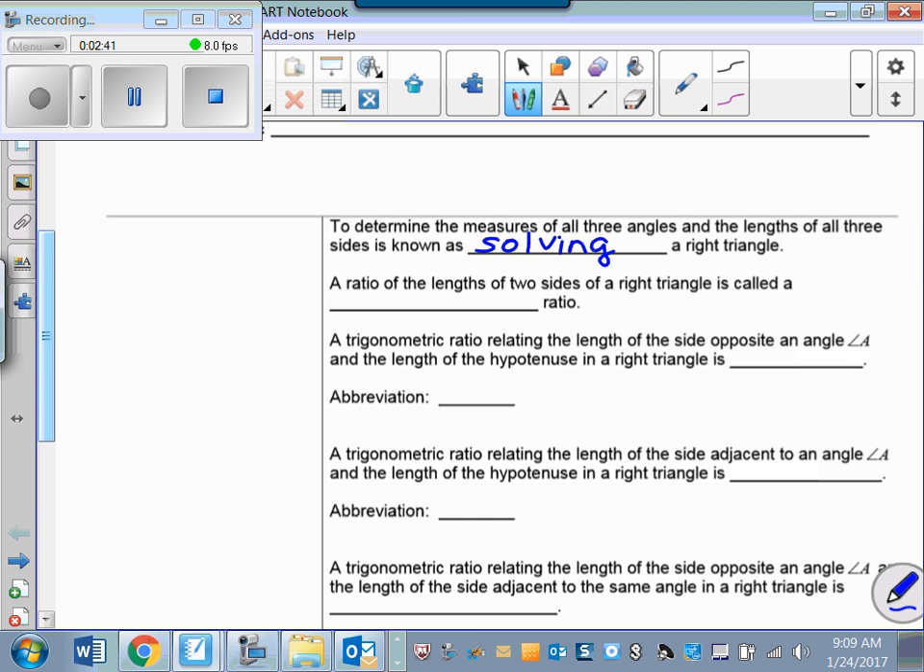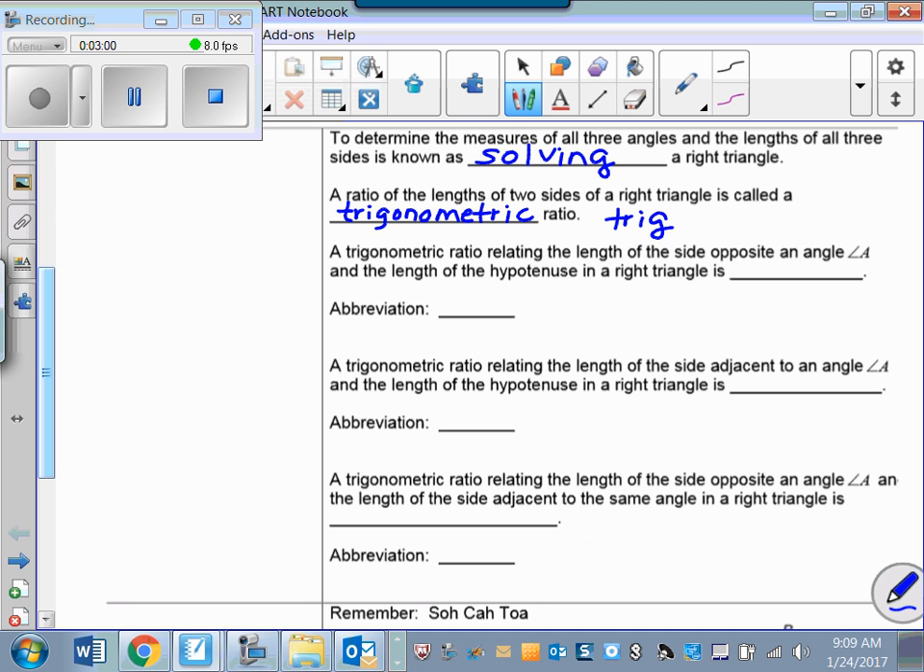All right, a ratio of the lengths of two sides of a right triangle is called a trigonometric ratio, but you can just say trig for short. We just like to say trig, keep things short. All right, so now we're going to just use three trig relationships. When you get to pre-calc, you'll do the inverse of these, but for now we're just going to use the first ones.